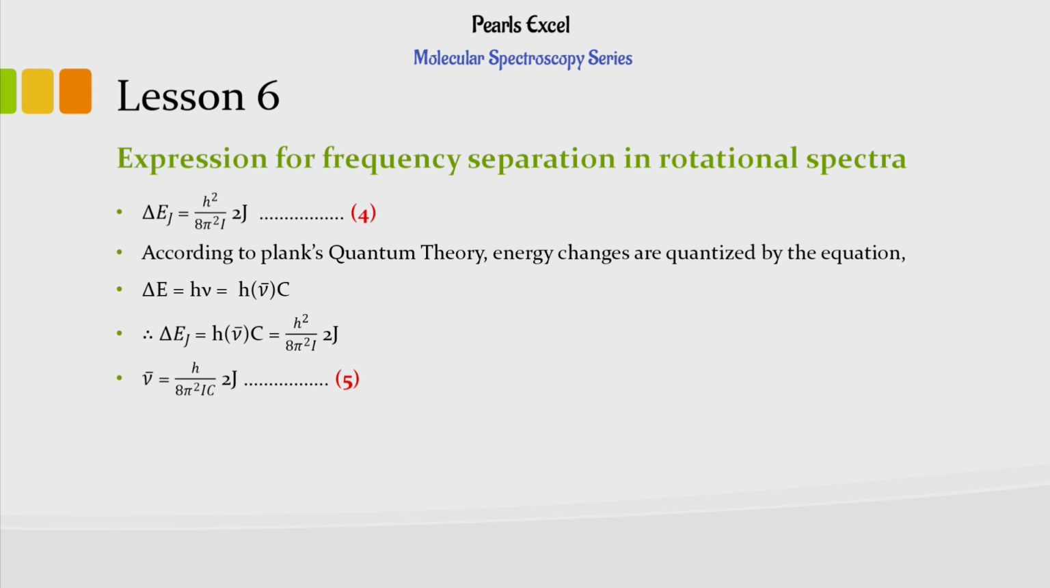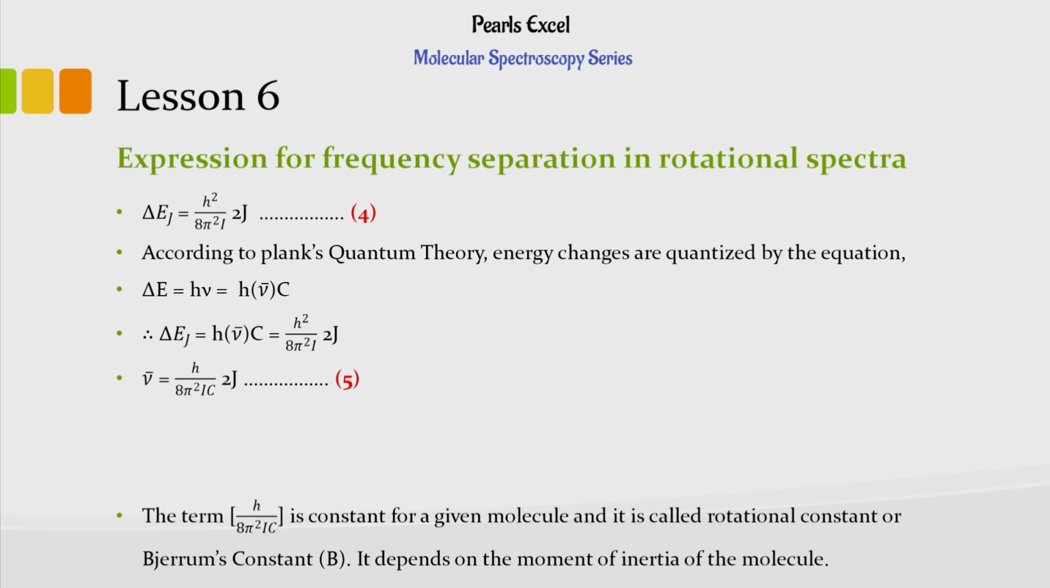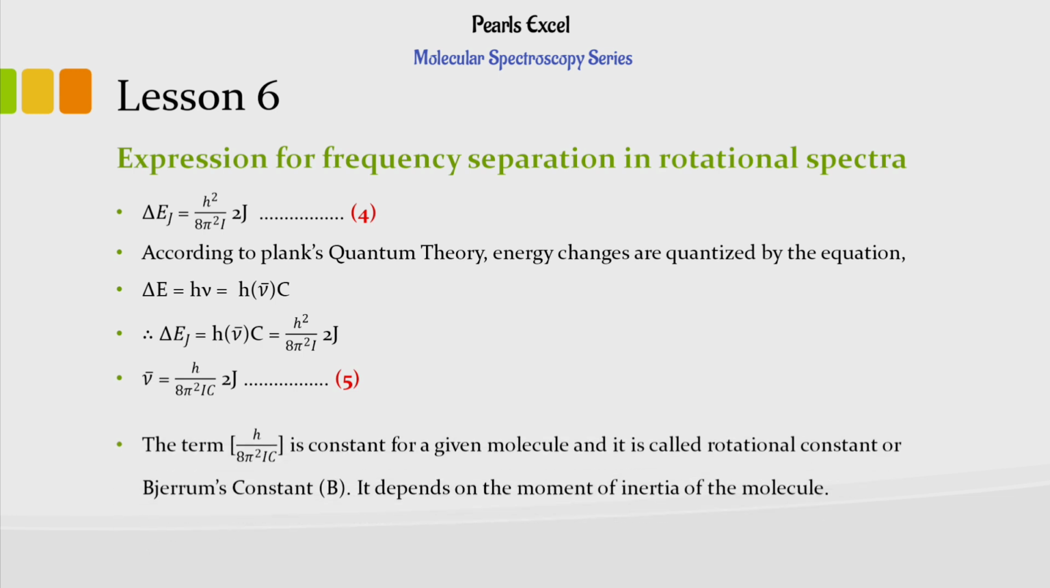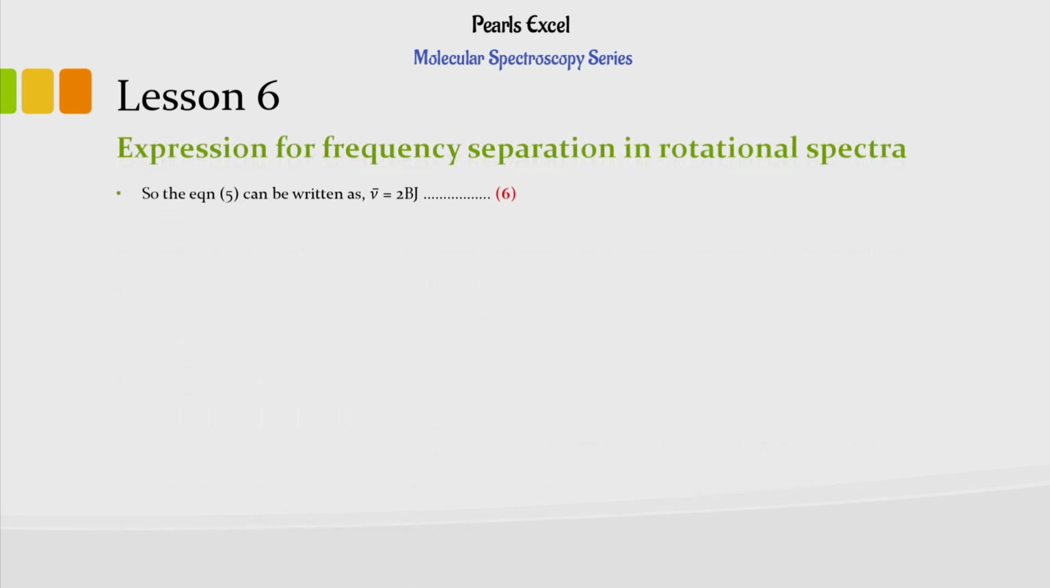The term h/8π²Ic is constant for a given molecule and it is called the rotational constant or Bjerrum's constant. Use the symbol B. It depends on the moment of inertia of the molecule. So equation 5 can be written as ν bar = 2BJ. Assign this as equation number 6. From equation 6, the frequency of lines in the rotational spectrum can be found. Here our derivation is solved.